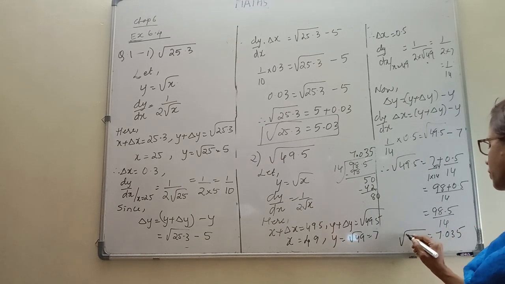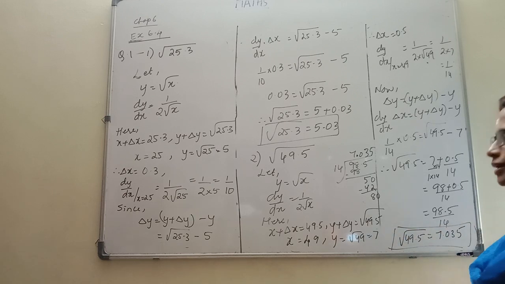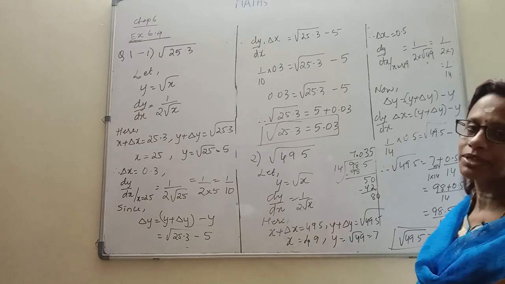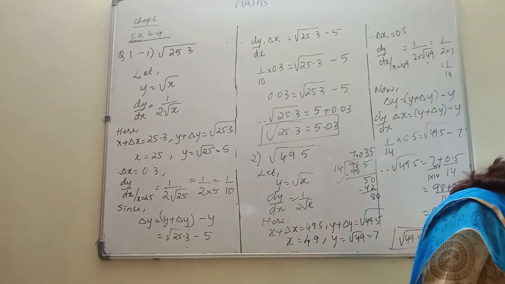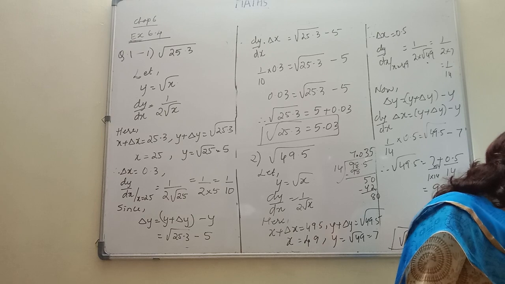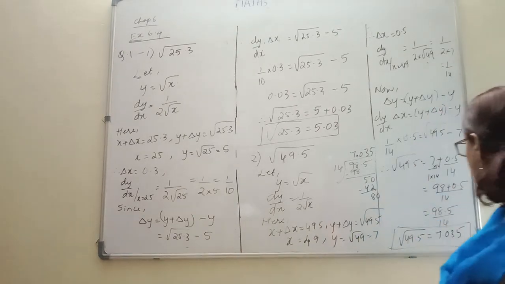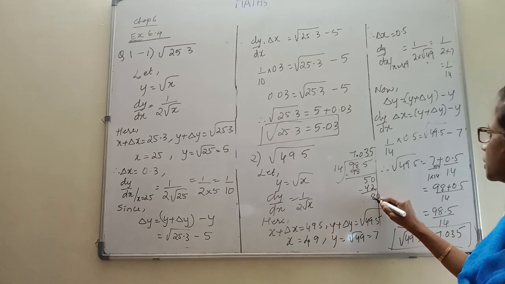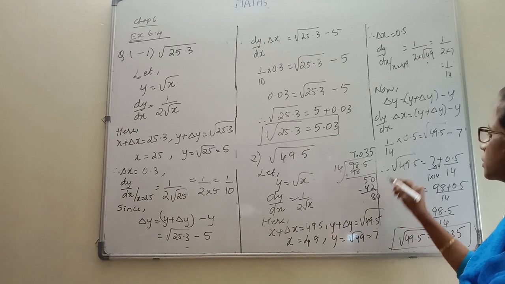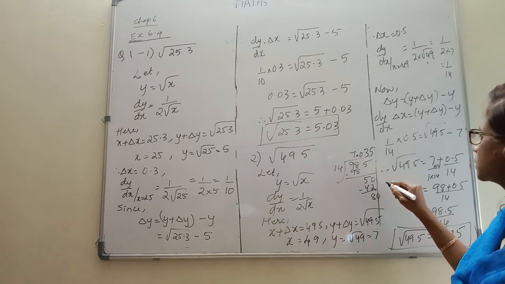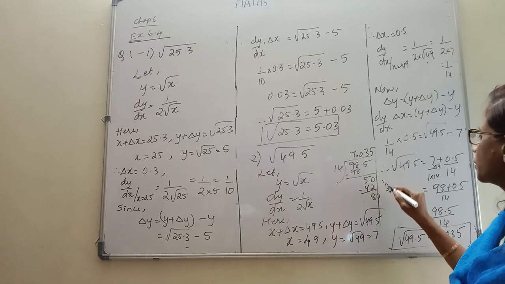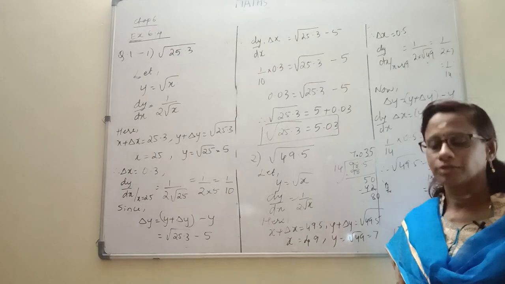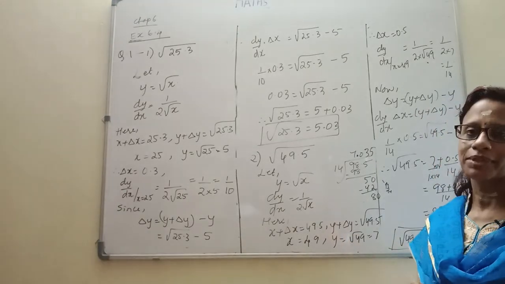So you can have 7.035 as the approximate value of root of 49.5. That's it. So the approximate value of root of 49.5 is 7.03. That's about it, and with more problems we'll be meeting in the next video.